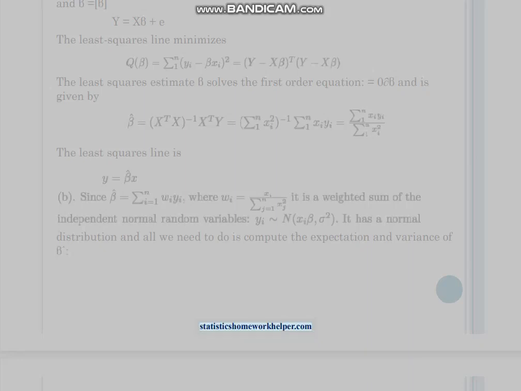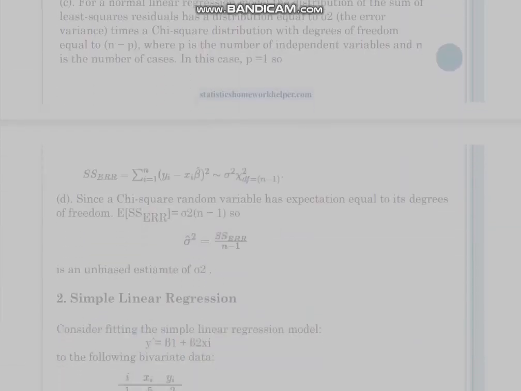C. For a normal linear regression model, the sum of squared least squares residuals has a distribution equal to sigma squared, the error variance, times a chi-square distribution with degrees of freedom equal to n minus p, where p is the number of independent variables and n is the number of cases. In this case, p equals 1.